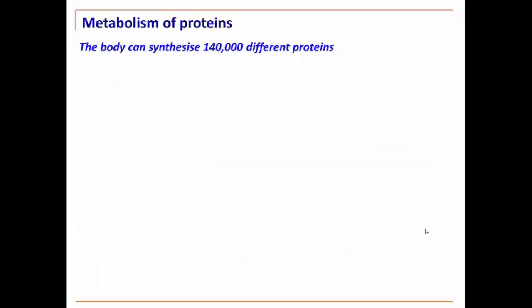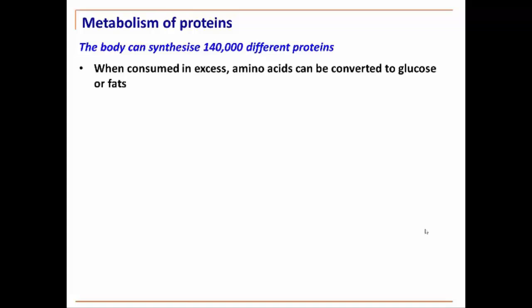Finally, we go on to proteins. The body can make 140,000 different proteins, a huge array of different proteins just from a relatively few number of amino acids. But when consumed in excess, amino acids can be converted into glucose or fat.